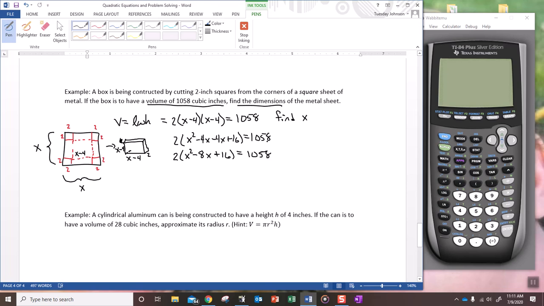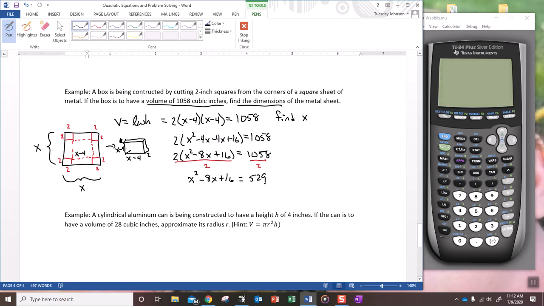Most people would now tell you, okay, distribute the 2, and then we'll get the 1058 all together, and that's a fabulous idea. But I'm going to do this instead. I'm going to divide both sides by 2, because I like to work with smaller values if possible. So now I have x squared minus 8x plus 16, because this 2 canceled that 2. Right? It only cancels in between pluses and minuses, but this 2 is being multiplied by everything in parentheses, so it only cancels once.